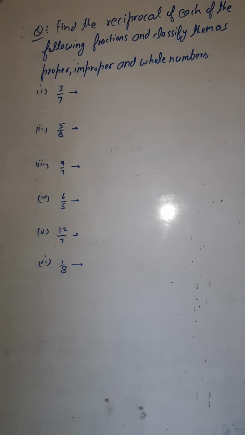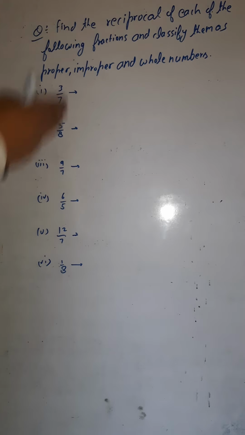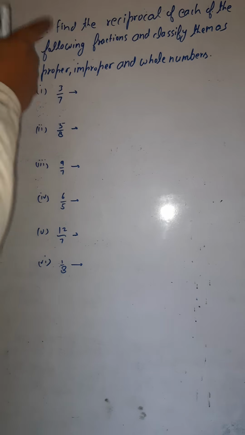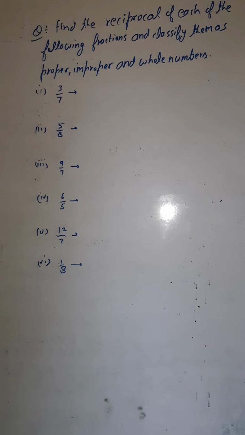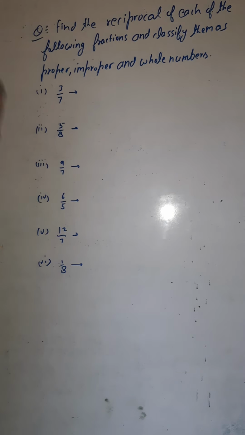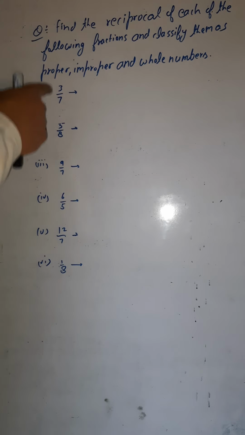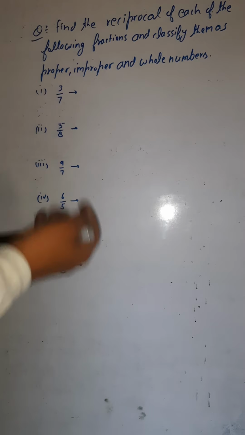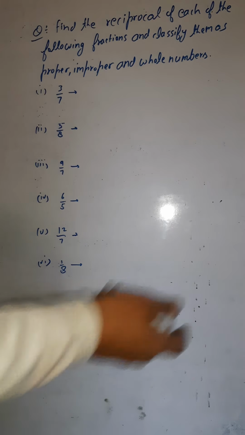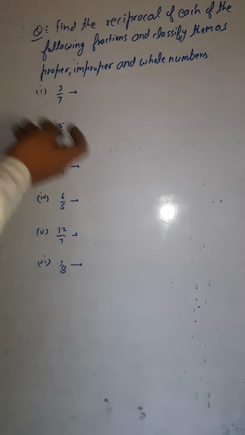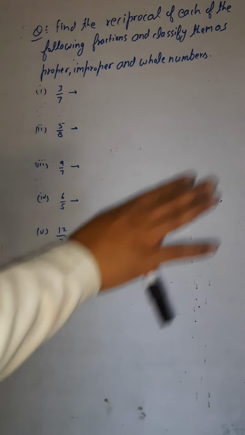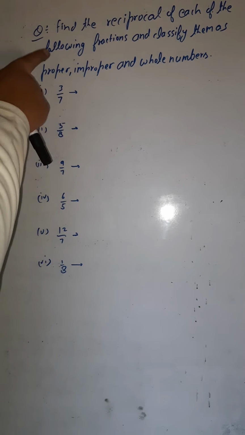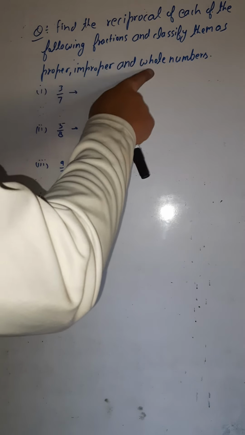So here today I have some new questions. This is the first question. Find the reciprocal of each of the following fractions and classify them as proper, improper, and whole numbers. These are the fractions that have been given to you. First of all, you have to find their reciprocal. Reciprocal means you have to reverse them. The reversed fraction is termed the reciprocal. Then later on, you have to classify them as proper, improper, and whole numbers.